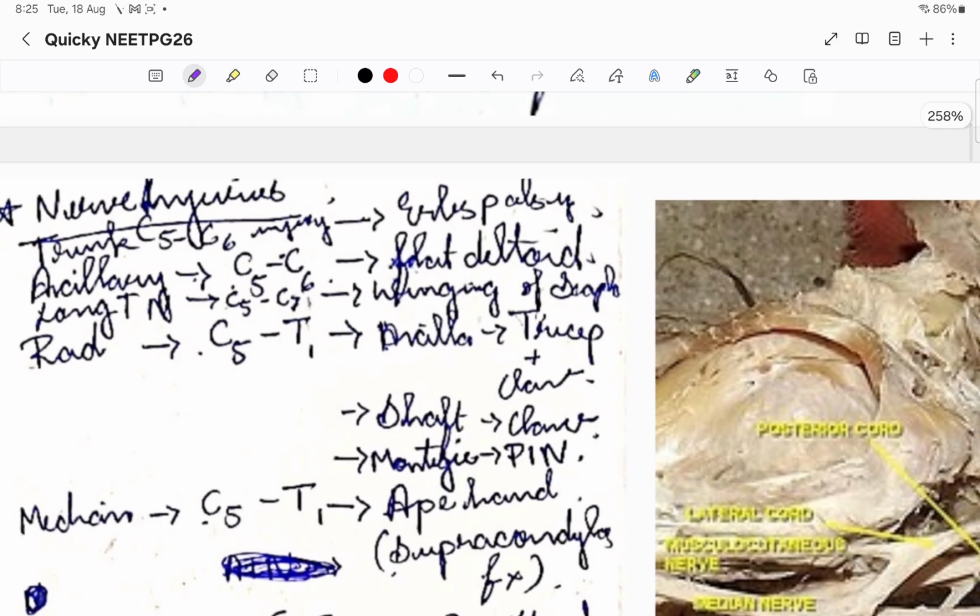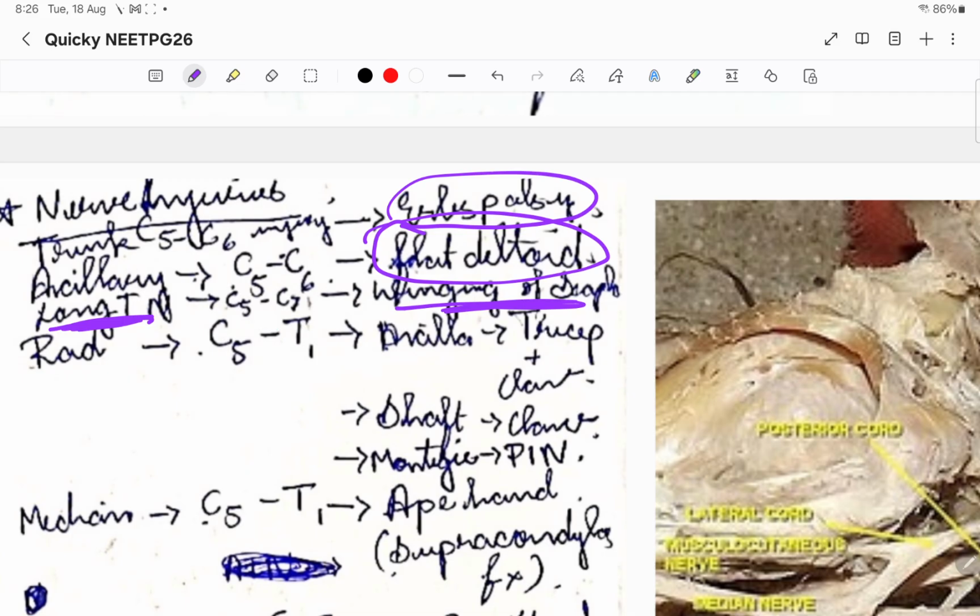That is winging of the scapula. Why does the winging of scapula take place? Because long thoracic nerve supplies the serratus anterior, and serratus anterior tries to hold the scapula towards the body, but when the nerve is damaged, it tries to wing out from the body. So that is why winging of scapula. C5 C6 was Erb's palsy and flat deltoid, whereas C5 C7 is winging of scapula.